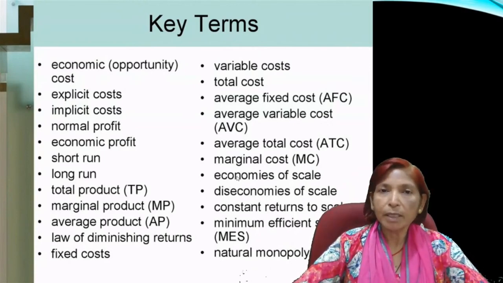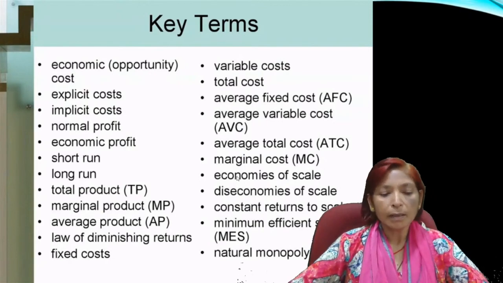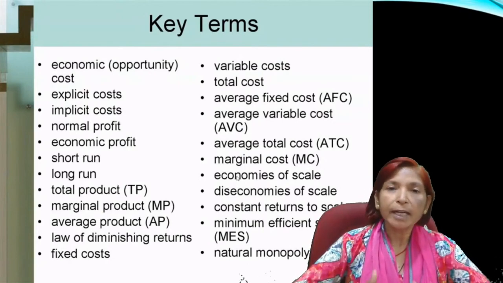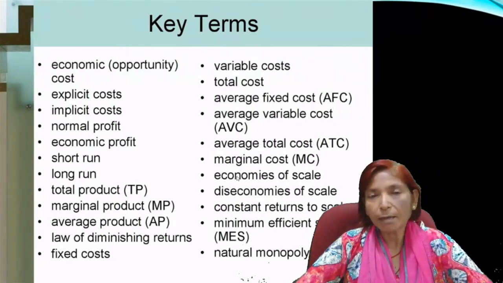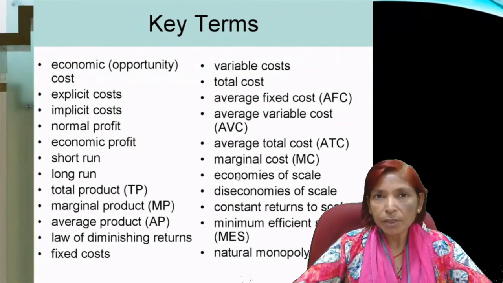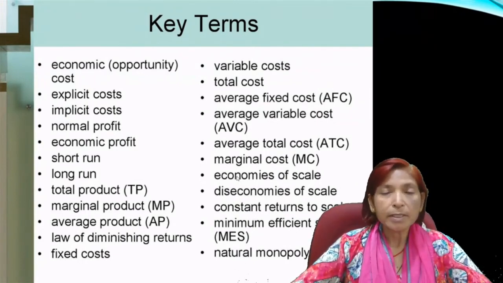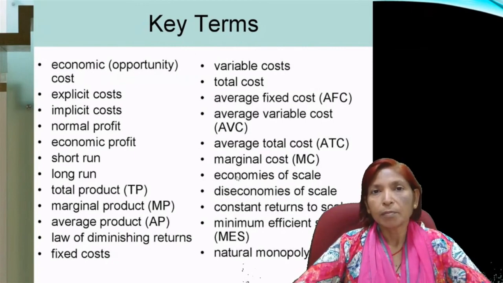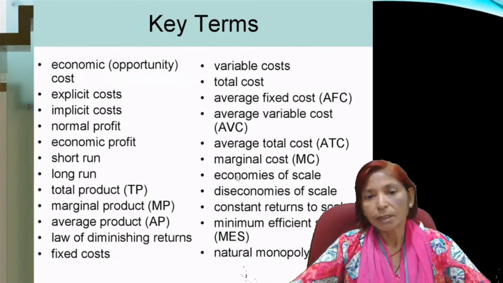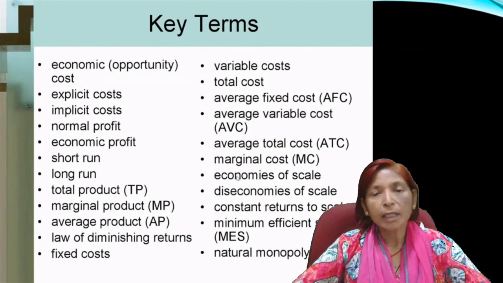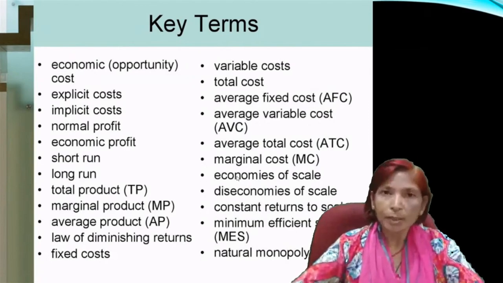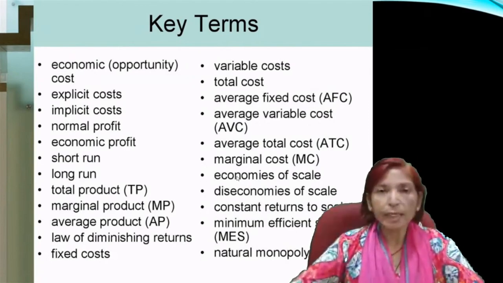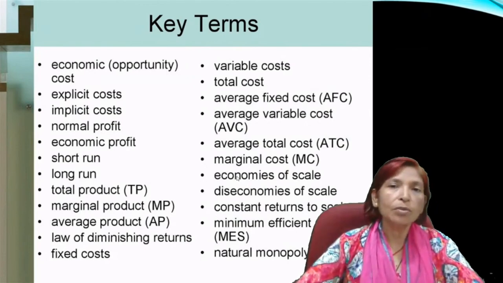And constant returns to scale means if we use the same amount of input and we get the same amount of output, that is called constant returns to scale. For example, if we use 10% of input and get the same 10% of output, that is constant returns to scale. If we use 10% of input but get 20% of output, then it will be called increasing returns to scale. And if we use 10% unit of input and get only 5% unit of output, it means we are using more input but getting less output. That is diminishing returns to scale.